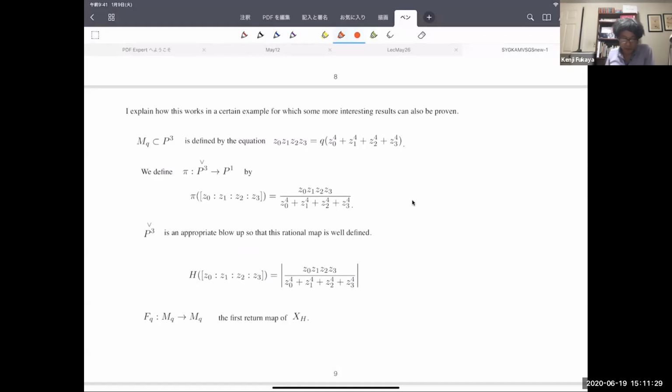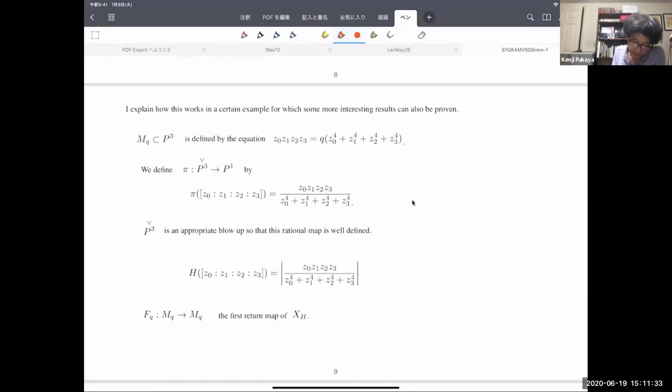So let me consider these particular situations. We consider this quartic surface in P3. It is just these equations, right? G0, G1, G2, G3 is q times G0 to the fourth, G1 to the fourth, G2 to the fourth, G3 to the fourth. So you look at this, and there is a famous Lefschetz pencil for this quartic. It is defined in the following way.